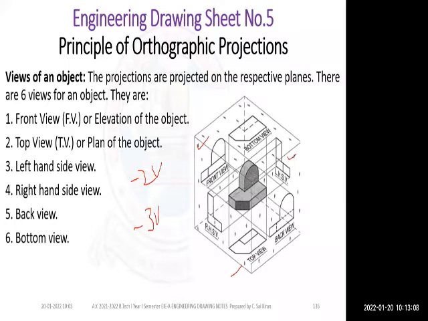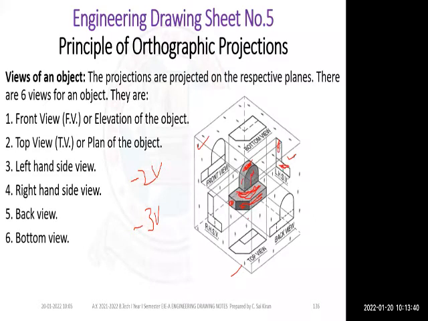If I see in the front view, I can see this, this, this, and this in the front view. Okay. If I see from the top view, I can see this one, this one, and this part in my top view. Similarly, if I see in the side view, I can see this part and this part. So that is the part projected here.